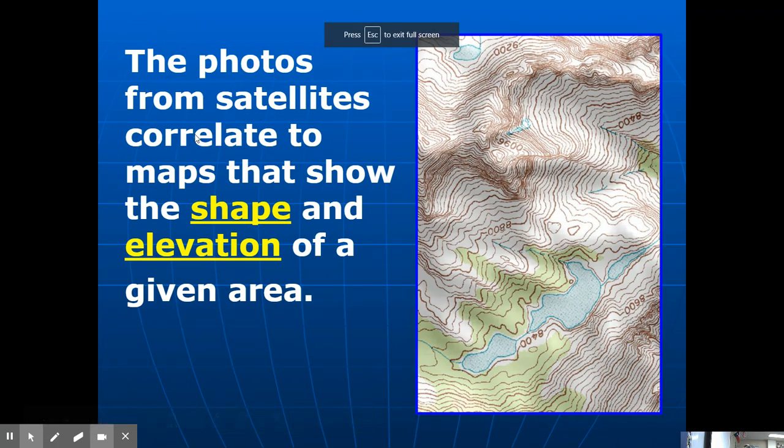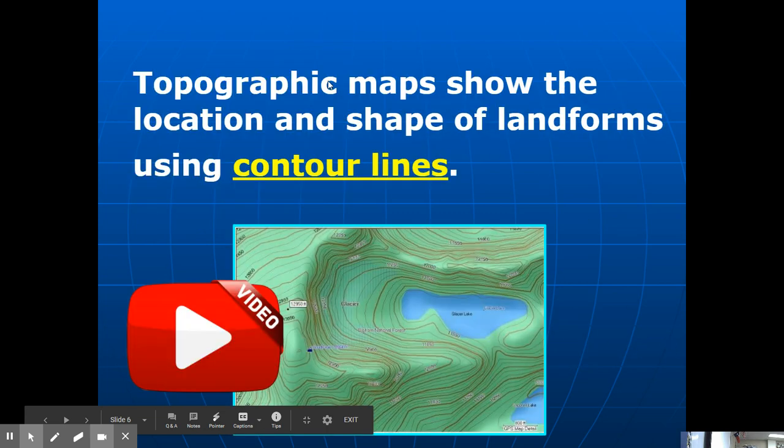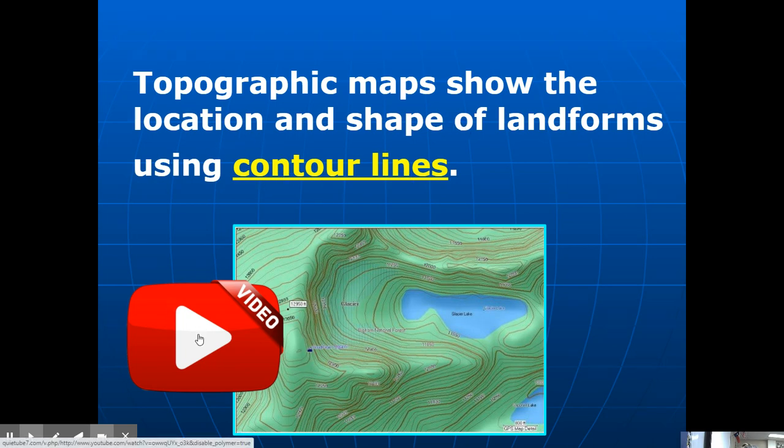The photos from satellites correlate to the maps that show the shape and the elevation of a given area. These are called topographic maps. Topographic maps are useful because they model three-dimensional land using lines and symbols. Topographic maps show the location and shape of landforms using contour lines.